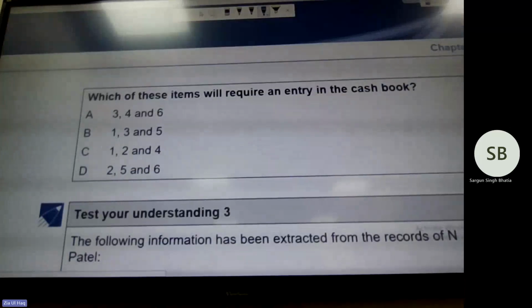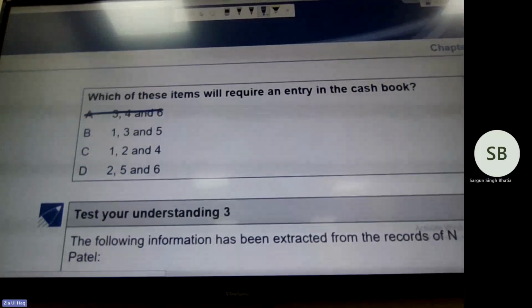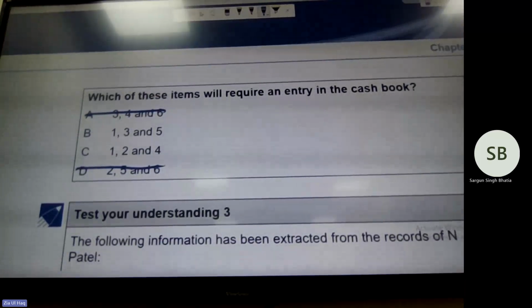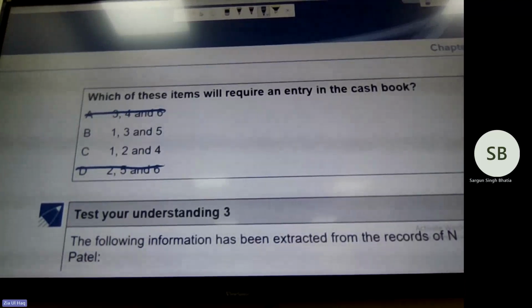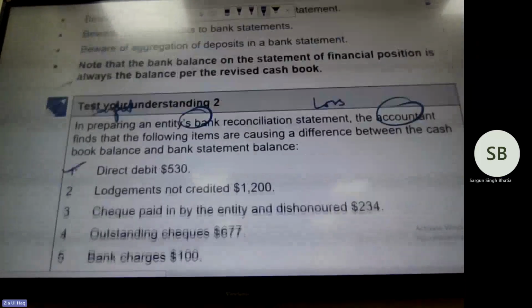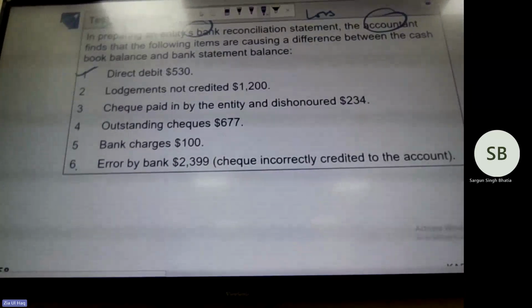This means our answer should be between B and C. A and D will not be there. If 2 is also relating to the cash book, then the answer will be C, not B. Yes, sir. What is 2? Lodgements not credited 1200.